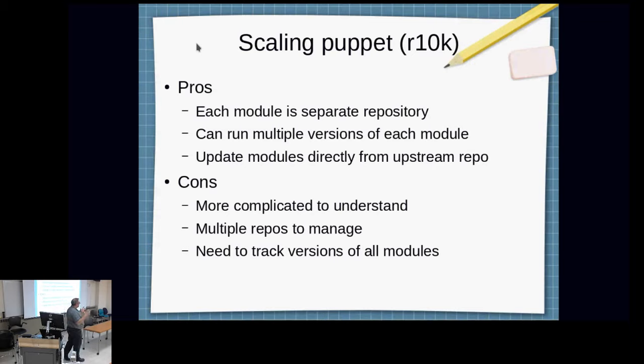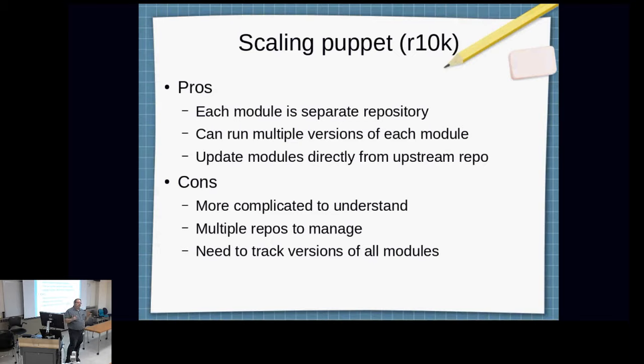R10K is sort of the bigger brother. It used to be a module or a gem you had to install separately. Now it's just, I want to activate R10K. It does it. Each module is a separate repository. Puppet knows where to find them. It will pull them in as necessary for each environment.